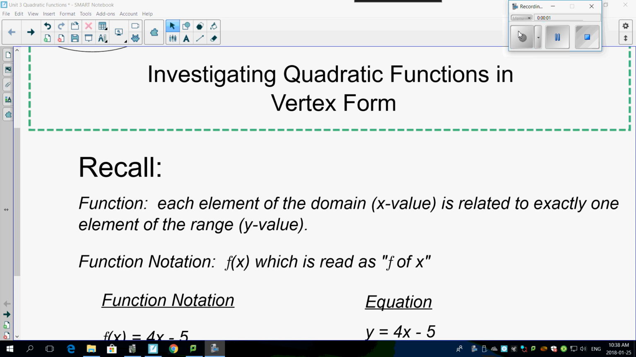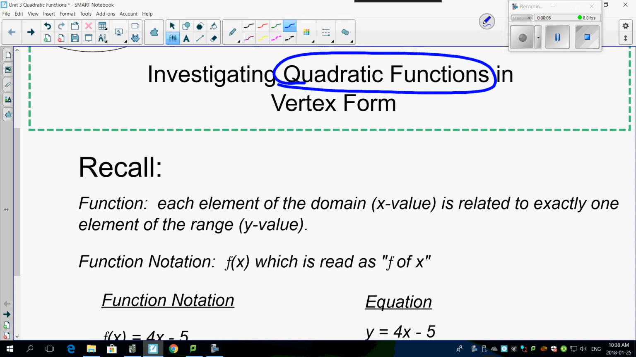Okay, we're looking at a new unit called quadratic functions, and we're going to investigate these quadratic functions. That's what we're going to try to do. But before we do anything, we have to remember, what does the word function mean? Well, hey, grade 10 definition.